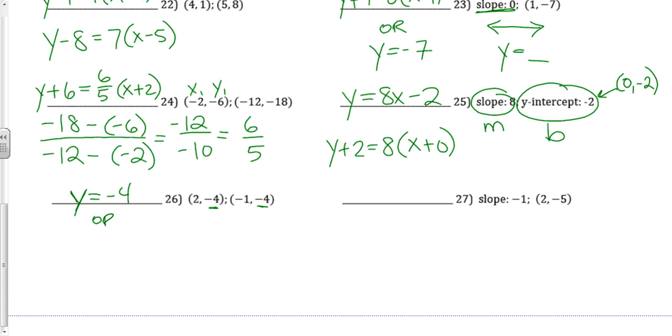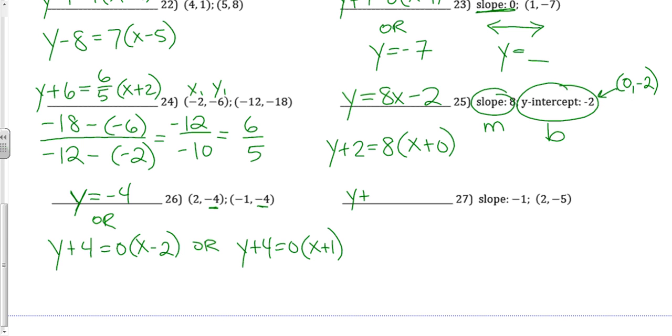Or you could write it in point slope form, and it might look something like this. y plus 4 equals 0 times x minus 2. Or using the second point, you'd have y plus 4 equals 0 times x plus 1. Three different answers, all would be correct on the test. And finally, 27, y plus 5 equals negative 1 times x minus 2.